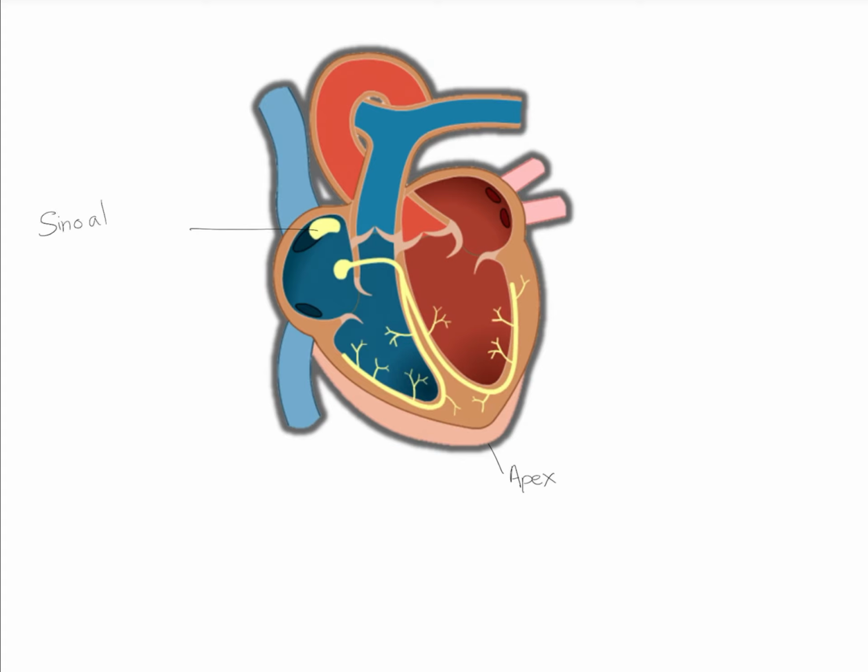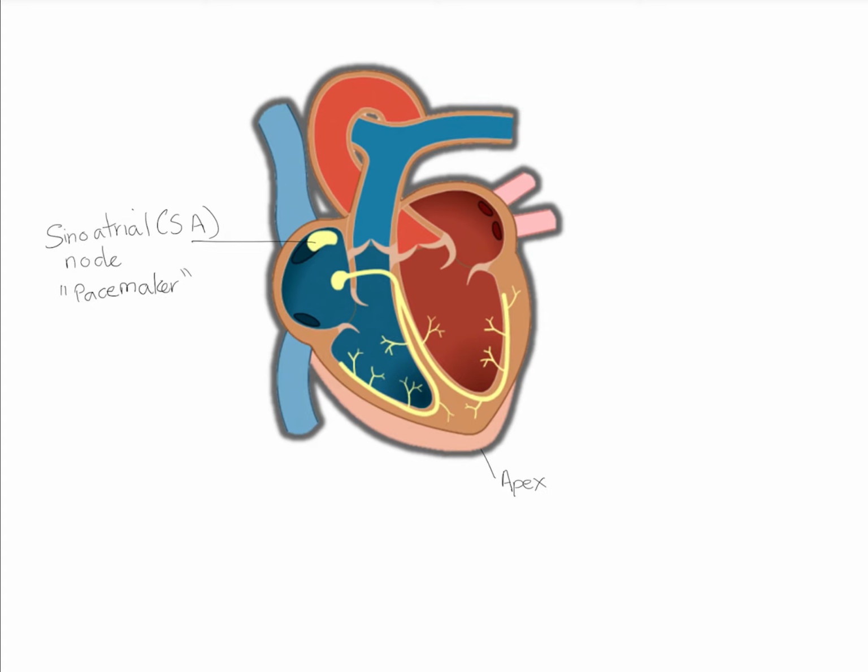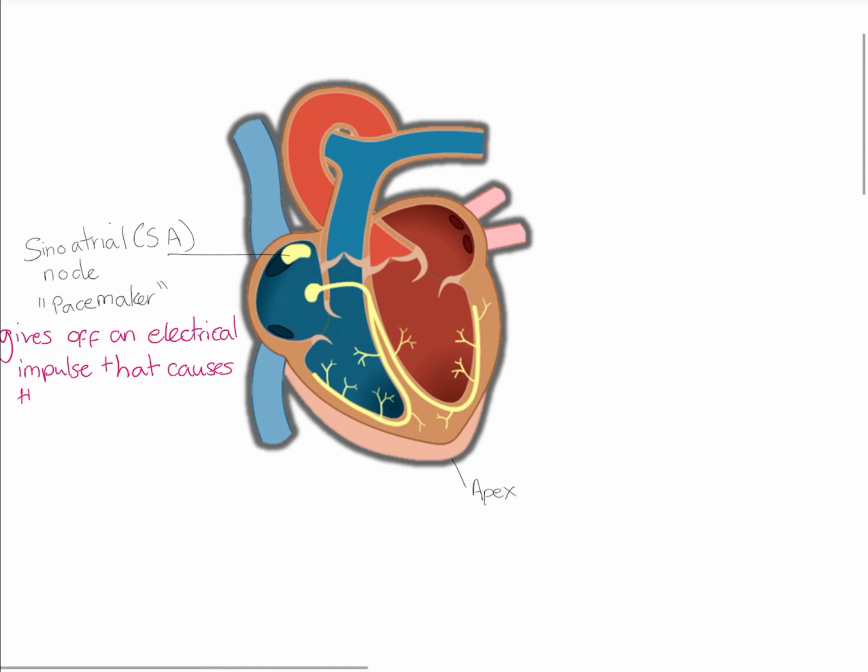Our first label here then is the sino-atrial node, or the SAN. This is referred to as the pacemaker of the heart because it's the SAN that sends out waves of electrical impulses regularly, about every 0.8 seconds, but that can be sped up or slowed down by the nervous system. The wave of electrical impulse released by the sino-atrial node will spread out throughout the atria, and that will cause the atria to contract.